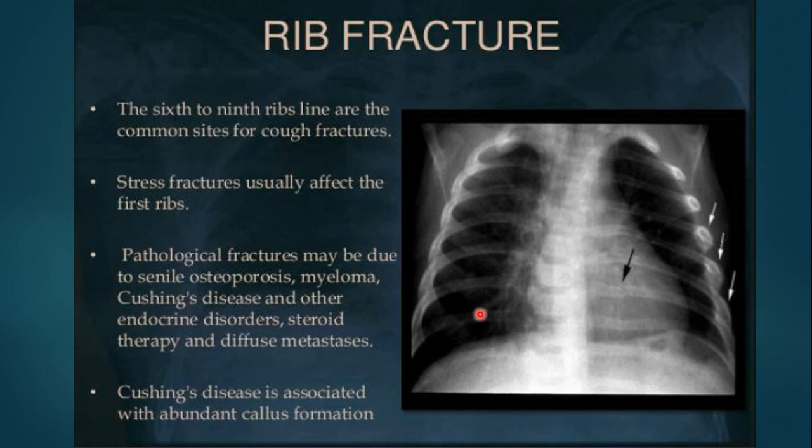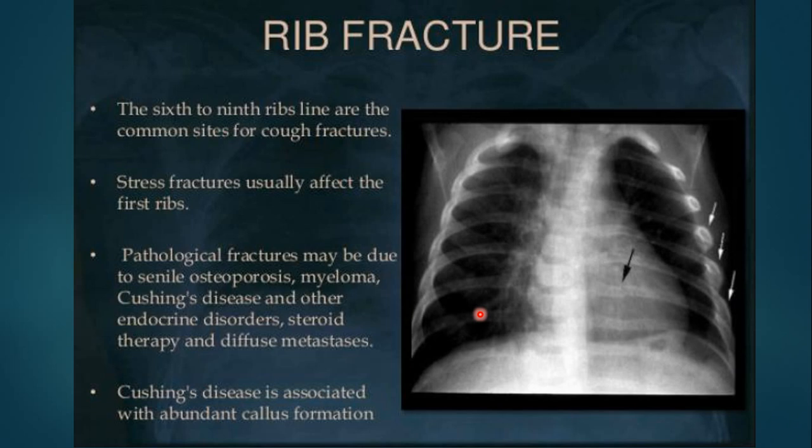first ribs. Pathological fractures, so the bone is abnormal, may be due to senile osteoporosis, old age, myeloma, Cushing disease that causes osteoporosis resulting in fractures, other endocrine disorders, steroid therapy, and diffuse bone metastasis. It's a very common cause of pathological fracture.